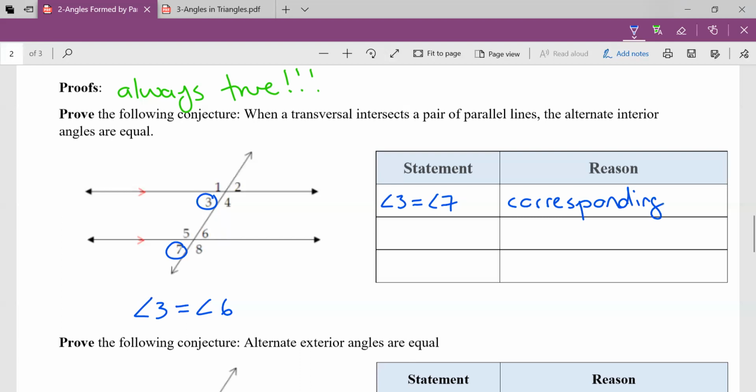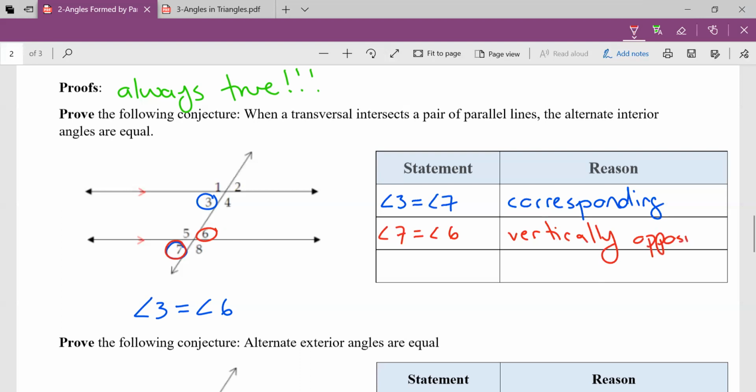Okay, right? We learned that in the last lesson. Okay, well, how does that possibly help me? Well, what do I know about angle 7 and angle 6? Well, I know that angle 7 is equal to angle 6. Reason, vertically opposite.